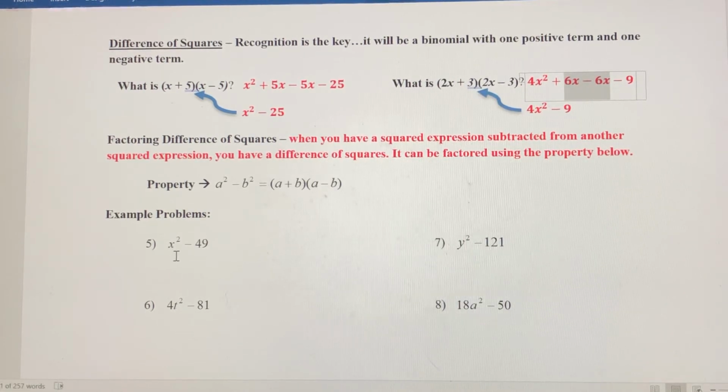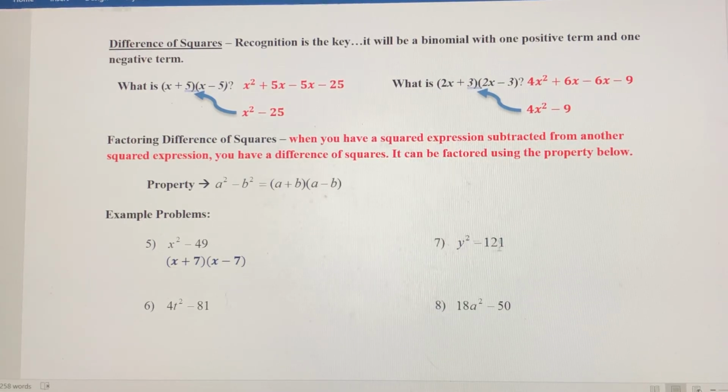So, number 5, question for yourself. Is x squared a perfect square? Yes. Is 49 a perfect square? Yes. Are they separated by a minus sign? Yes. So this is a difference of two perfect squares. So how am I going to factor that? Well, square root of x squared is x. Square root of 49 is 7. So my factors are going to be x plus 7 and x minus 7. And that's my answer. There's nothing else I can do here.